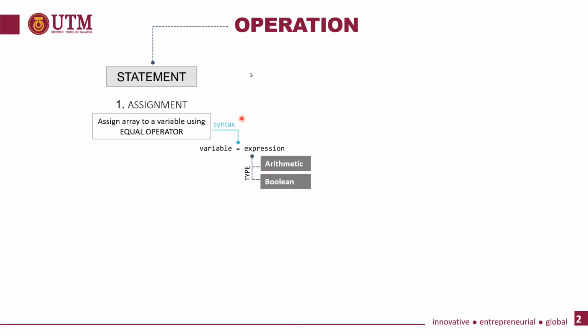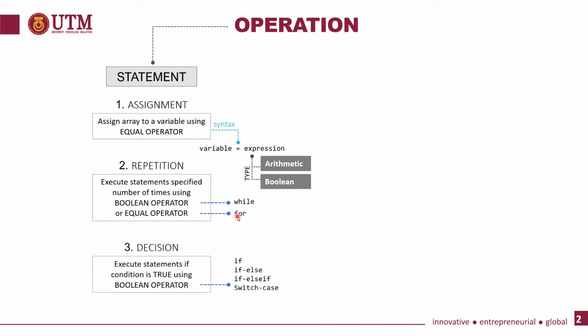So the first part of the operation is to initialize a statement with an assignment. Okay, so we need to assign a variable with an expression. So variable equals to any value that you get or any expression based on your equations. Okay, so the next part of the statement is the operation itself.